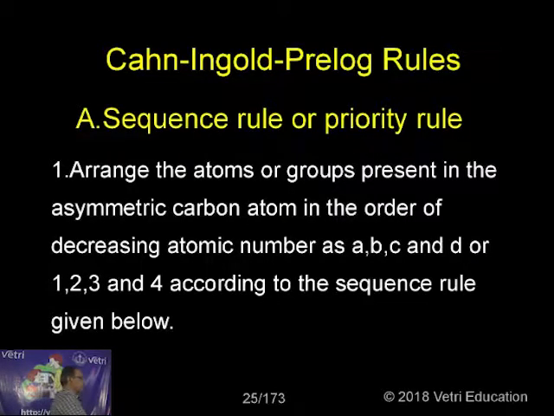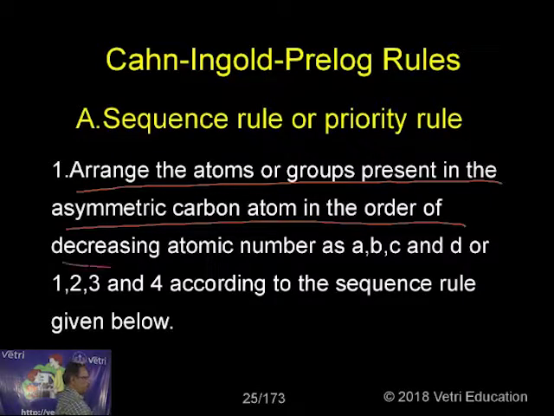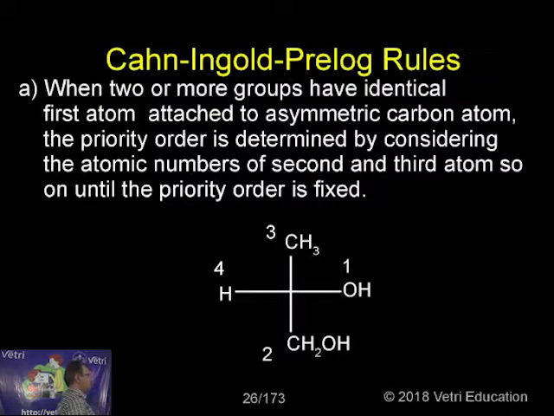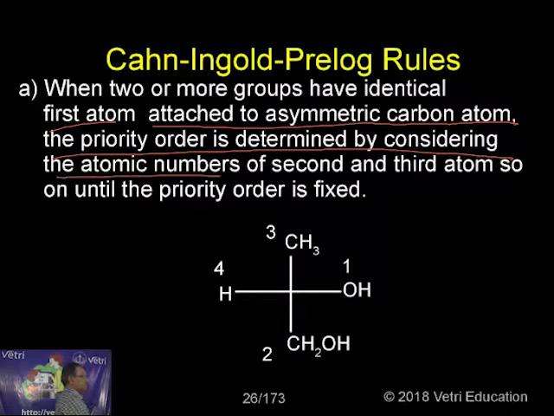So the sequence rule: arrange the atoms or groups present on the asymmetric carbon atom in the order of decreasing atomic number. A, B, C and D are 1, 2, 3 and 4 according to the sequence rule given below. What does the sequence rule say? When 2 or more groups have an identical first atom attached to the asymmetric carbon atom, the priority order is determined by considering the next atomic numbers of the second, third atoms, until the priority order is fixed.